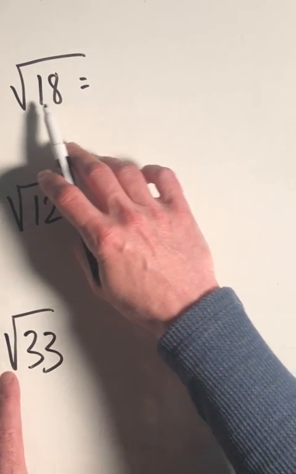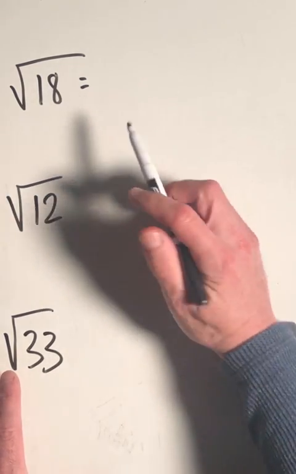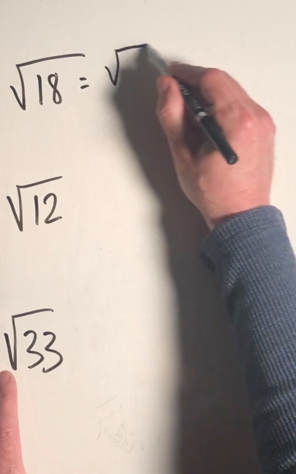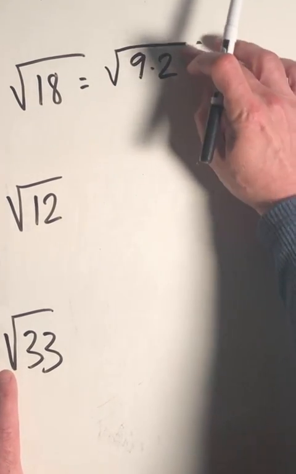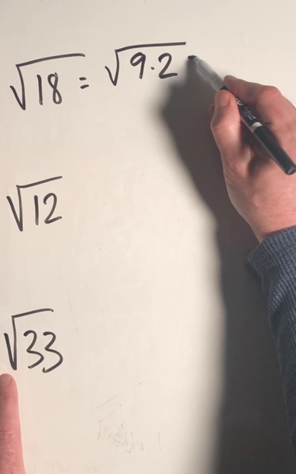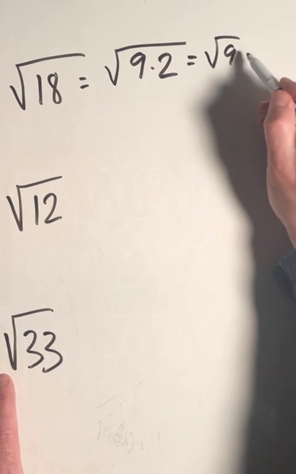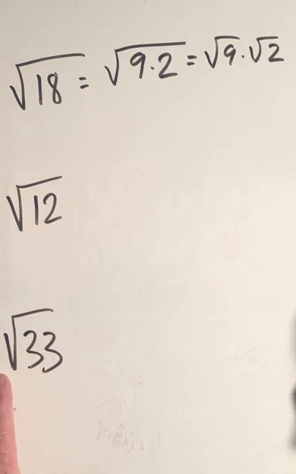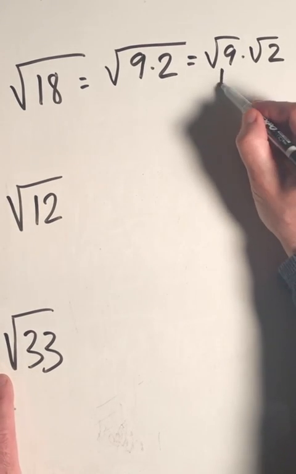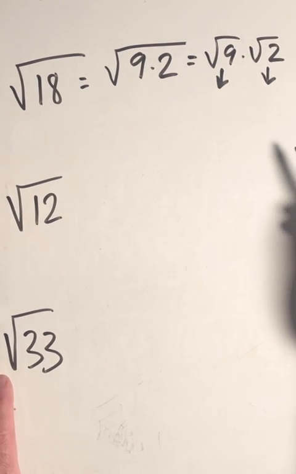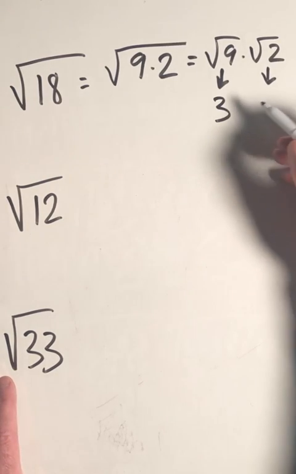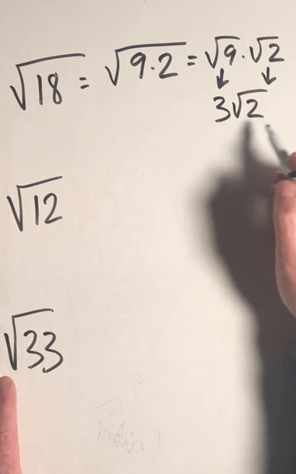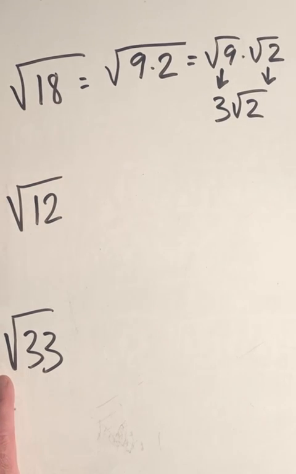So I know that if I look at 18, that's 9 times 2, and 9 is a square factor. So I'm going to write this as the square root of 9 times 2. Then I'm going to break it up further into the square root of 9 times the square root of 2. And then I'll solve it vertically by simplifying. The square root of 9 is 3. The square root of 2 cannot be simplified any further. So my answer here is 3 times the square root of 2.